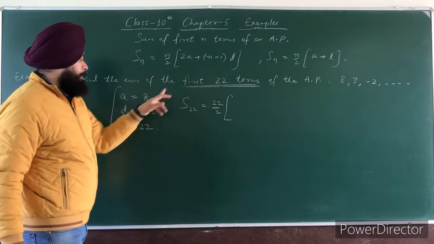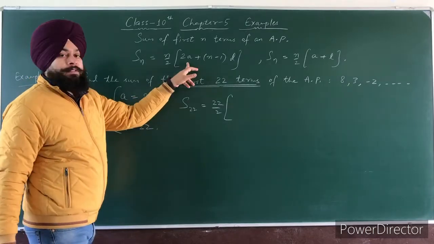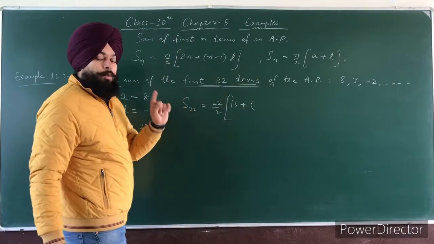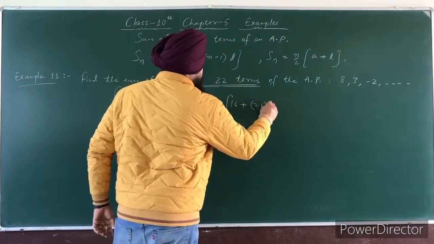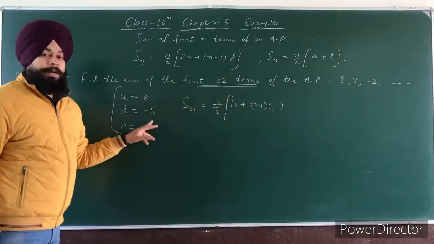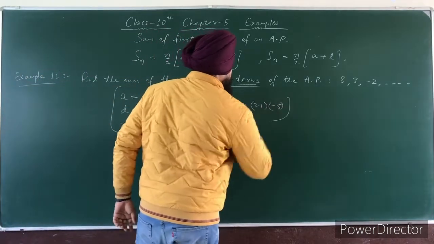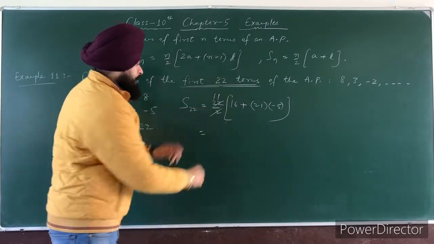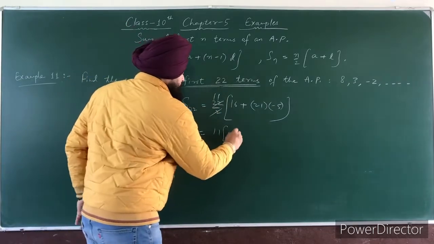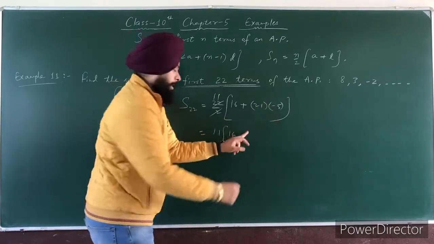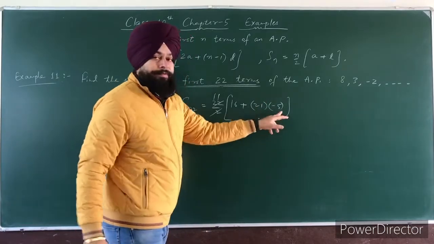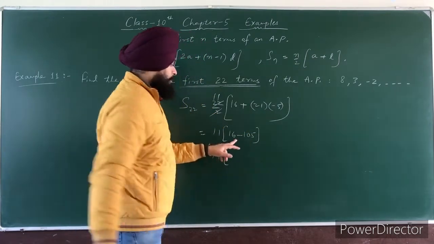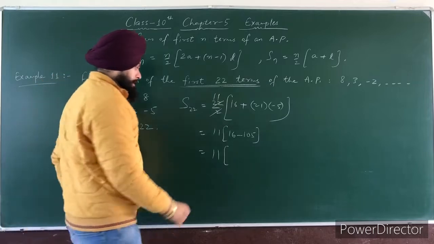Bracket 2a. Value of a is here 8 and 8 2s are 16. Plus n minus 1. n is 22 and 22 minus 1 is 21. Into d. The value of d is here minus 5. Bracket close. Now 22 by 2 is cancelled with 11. So see here 11 into 16, plus minus minus. And 21 5s are 105. Now 16 minus 105. It is how much?